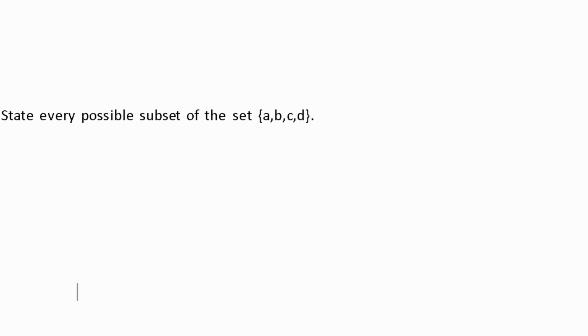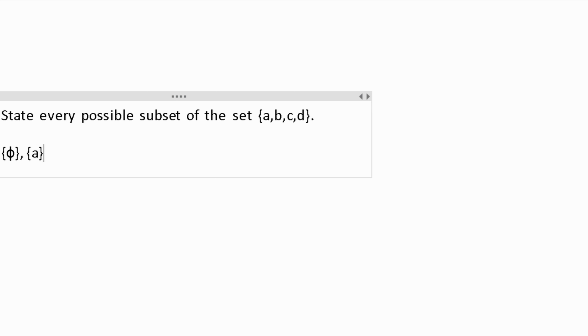We want to state every possible subset of {A, B, C, D}. This is a set, so these are the elements inside of here. Now, stating every possible subset, what I like to start off first with is the empty set, or the null set. So a subset of this is all the possible sets that this can be made of. So the first one is just an empty set. There could be just an empty set.